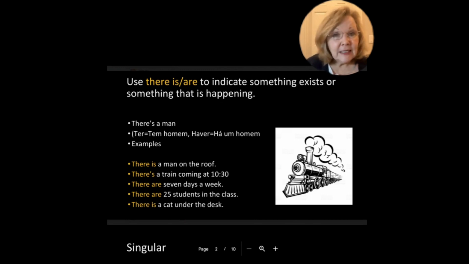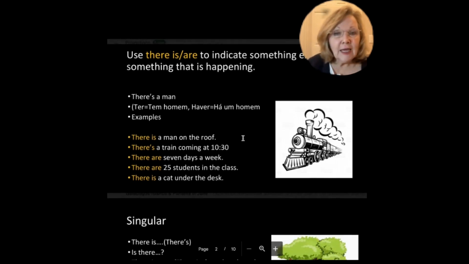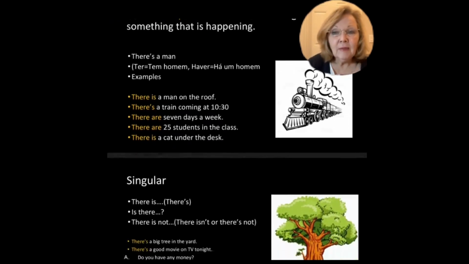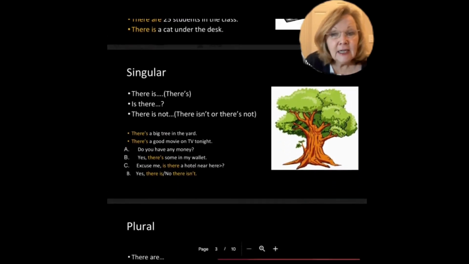Some examples in English are there's a man on the roof. There's a train coming at 10:30. There are 7 days a week. There are 25 students in the class. And there is a cat under the desk.